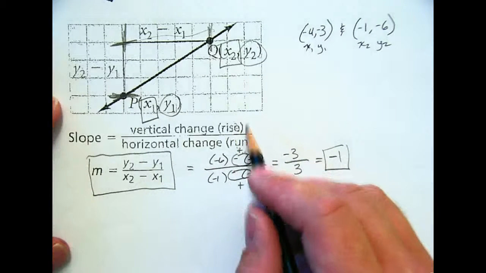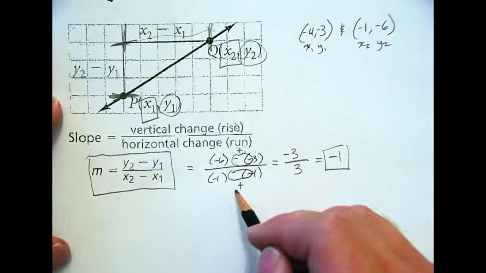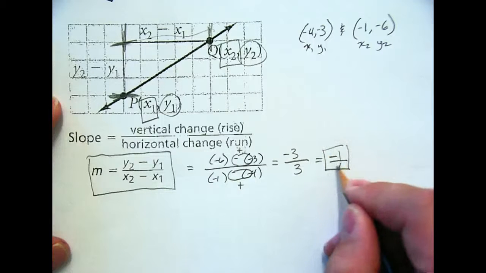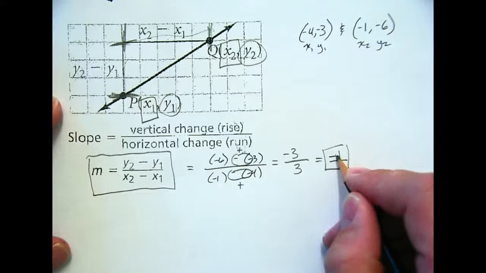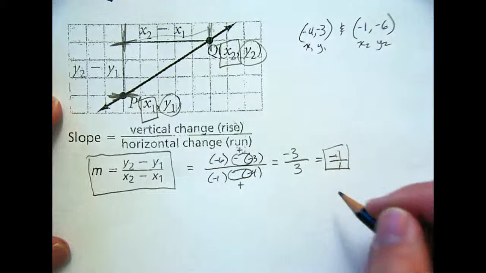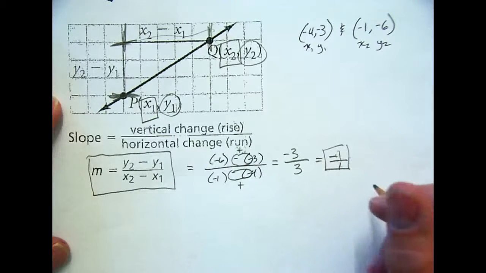Now, how many remember dealing with rise over run? This would mean right here that for every point that I run over 1, I drop down 1. Or for every time I go down 1, I go over 1. Okay? That's what that rise and run means.